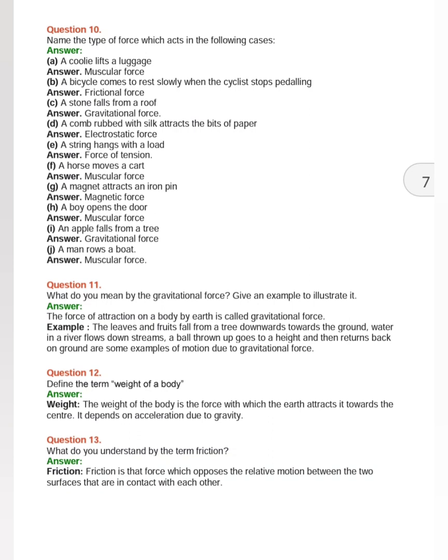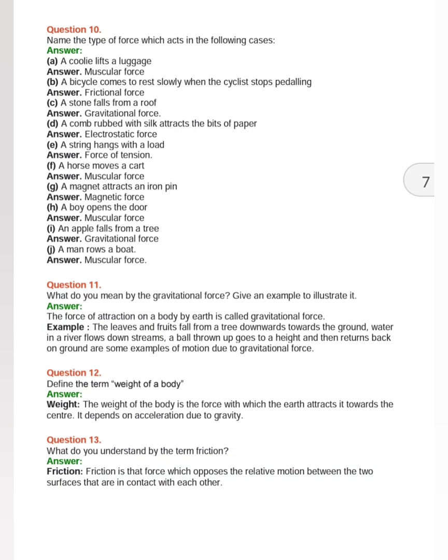Question 11. What do you mean by the gravitational force? Give an example to illustrate it. Answer. The force of attraction on a body by earth is called gravitational force. Example. The leaves and fruits fall from a tree downwards towards the ground. Water in a river flows down streams. A ball thrown up goes to a height and then returns back on ground are some examples of motion due to gravitational force.